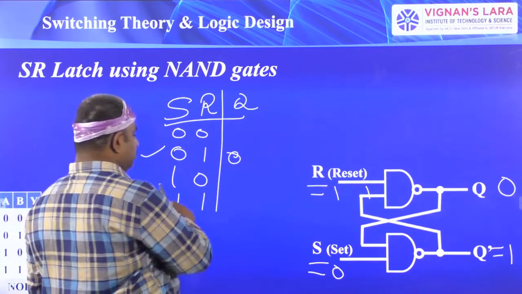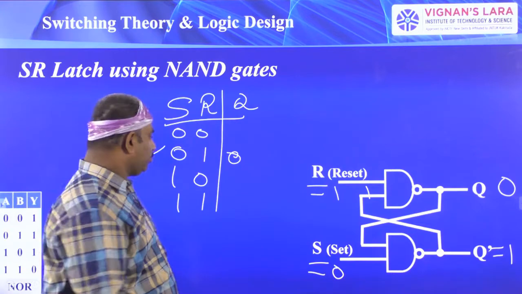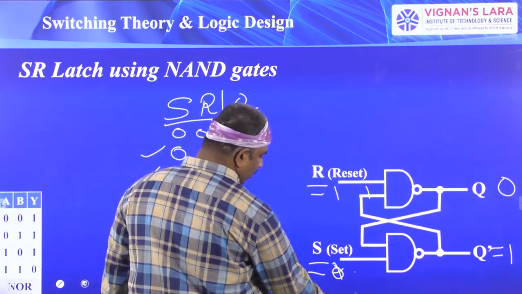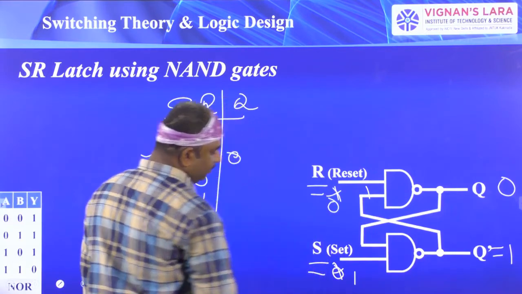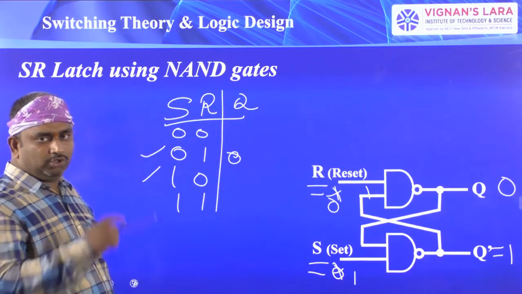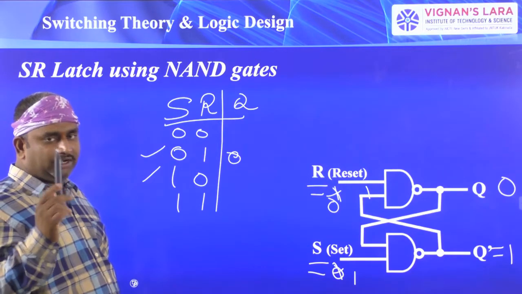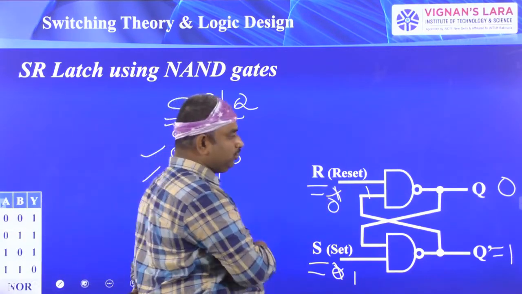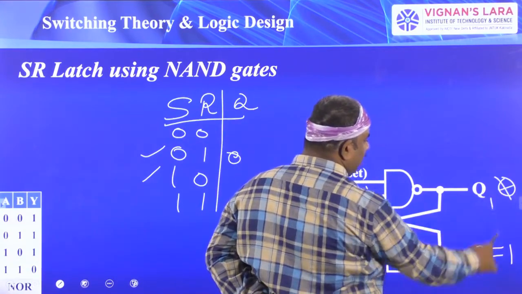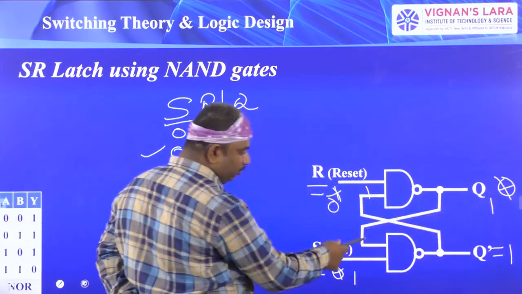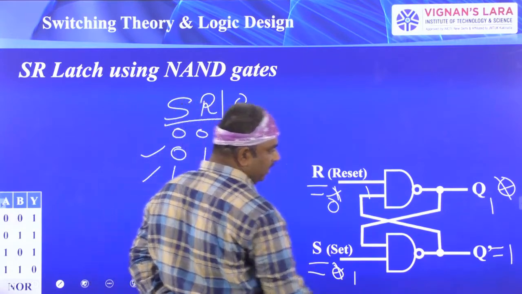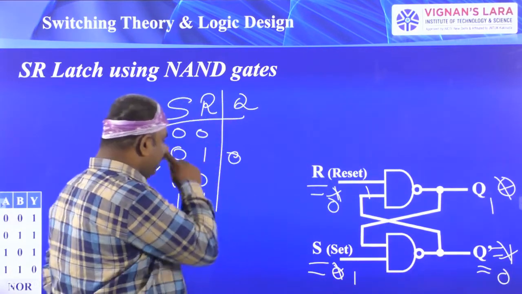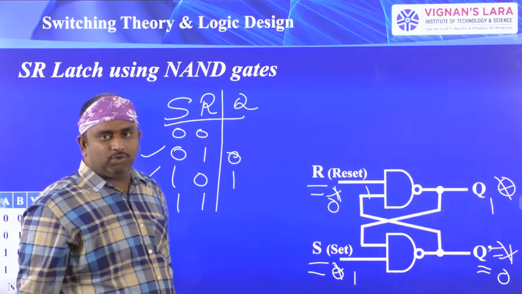Next, we have to check one more combination, that is set is equal to 1 and R is equal to 0. If any one of the inputs of the NAND gate is 0, automatically the output goes to 1. So here one of the inputs is 0 and Q is now 1. This 1 is fed back to the other NAND gate, so 1, 1, two inputs are available. Now the value of Q bar is 0. So the Q value is 1 and Q bar is 0.